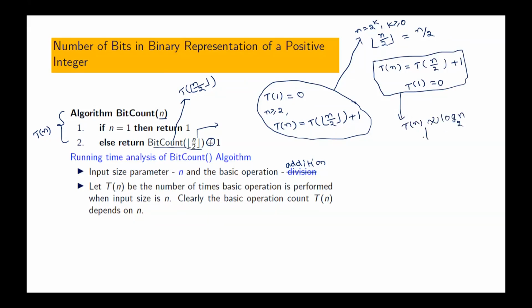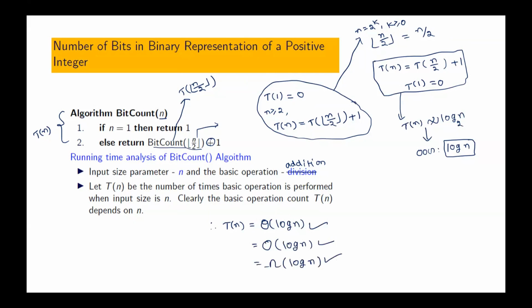That means what is its order of growth? Log n. It is again log n. Base is not required. When we write order of growth, base is not required. So therefore, what is the running time of this algorithm? This can be written as T of n is theta of log n. Is this correct? Once theta of log n is correct, automatically the other two will be correct.